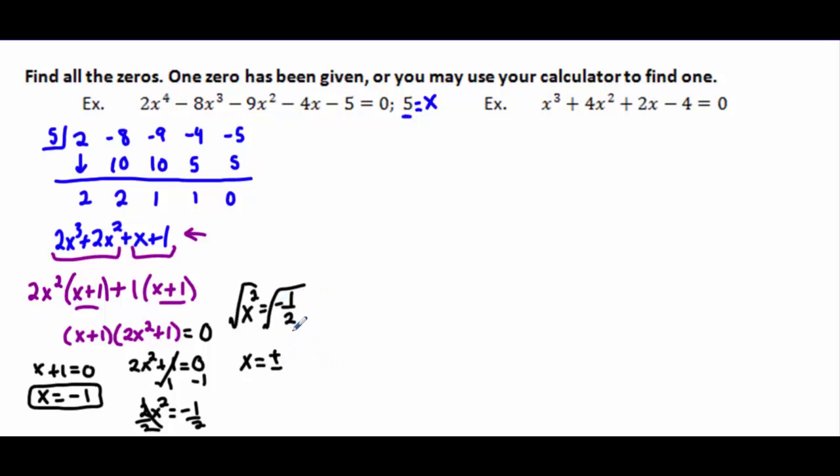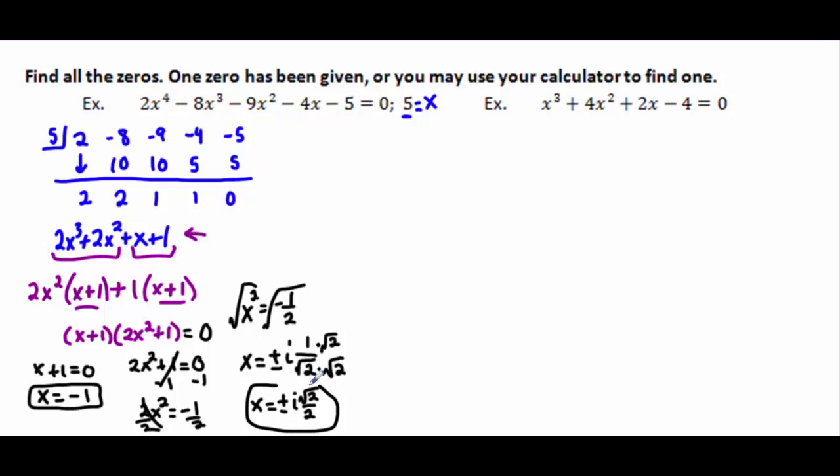Now when I go to simplify this, the square root of a negative number gives me an i. I can square root the 1 on top and get 1, but I can't square root the 2 on bottom, so I have to leave it as square root of 2. And then if we want to rationalize this so the square root's not on the bottom, we'd multiply the top and the bottom by square root of 2. So this gives me plus and minus i square roots of 2 over 2.